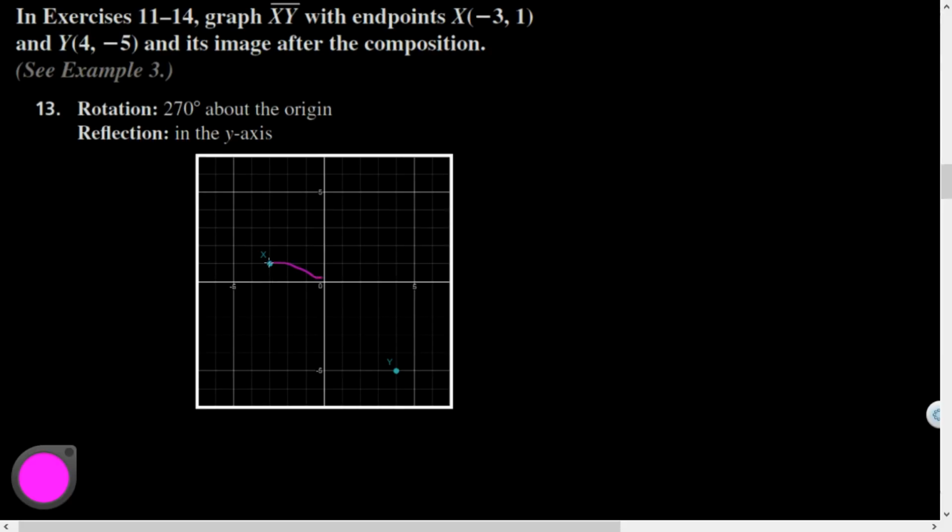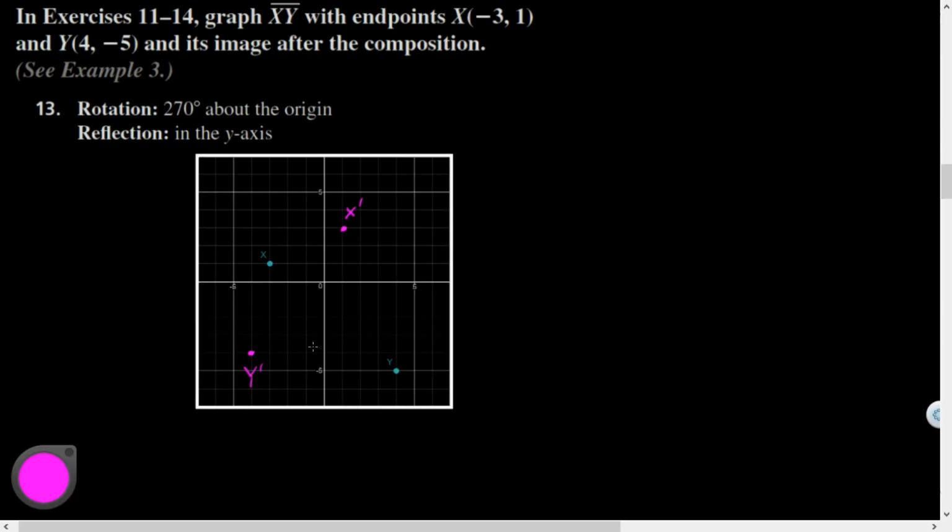So let's do this rotation and then reflection. For a 270-degree rotation of X, we'll just do the -90 and do the quick jump. So here would be X prime, and then over here, this is at 4, -5. So it's going to be at 5, 4? Over 5 up 4, I think. No, that can't be right. What did I do wrong? This is at 4, -5. Sorry, -5, -4. That's correct.